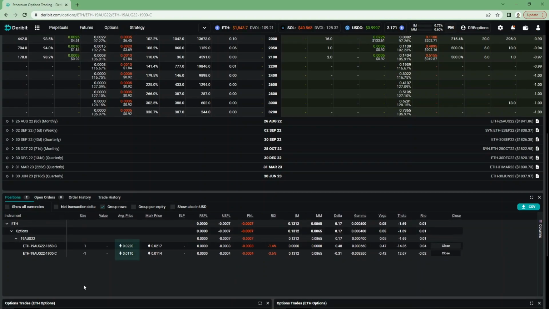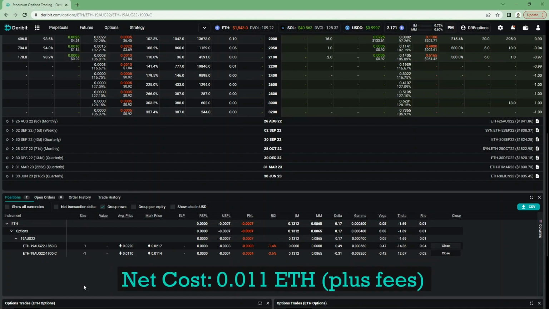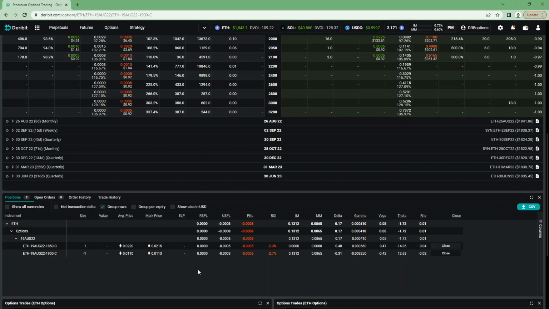We paid 0.022 for the 1850 call and sold the 1900 call for 0.011. This resulted in a net cost of 0.011 ETH. So despite getting a slight price improvement on the 1850 call, this was cancelled out by the bid for the 1900 call decreasing. In the end then, we paid exactly the same price as we would have done by taking the original best ask and best bid of the 1850 call and the 1900 call respectively.